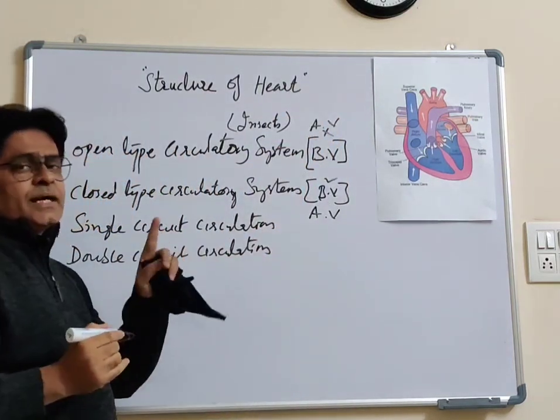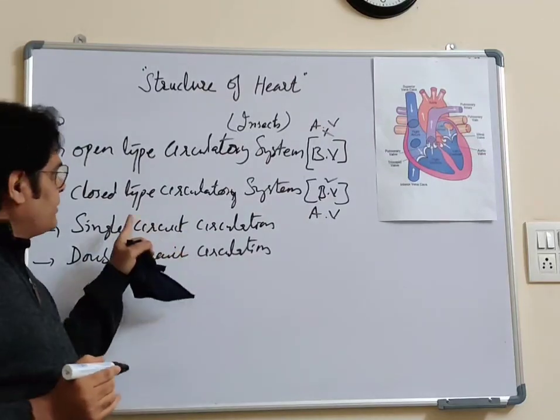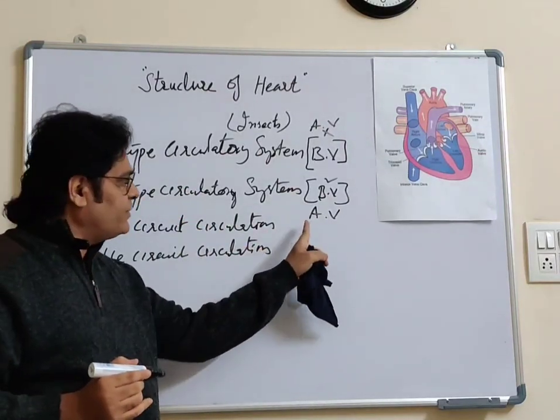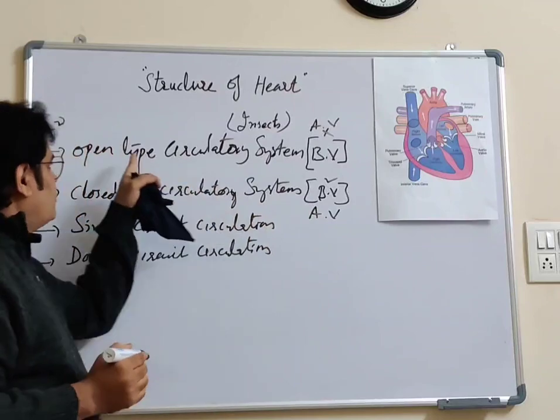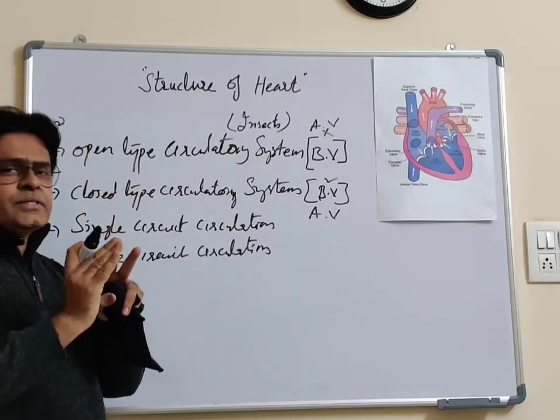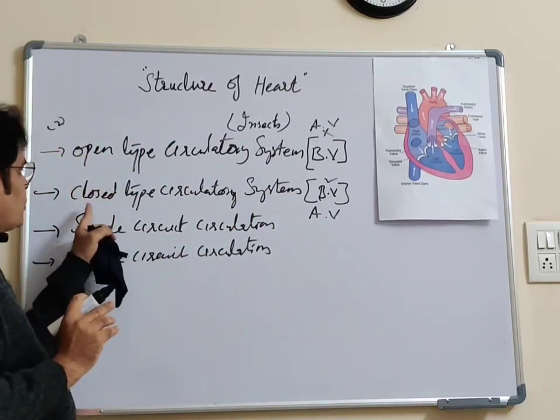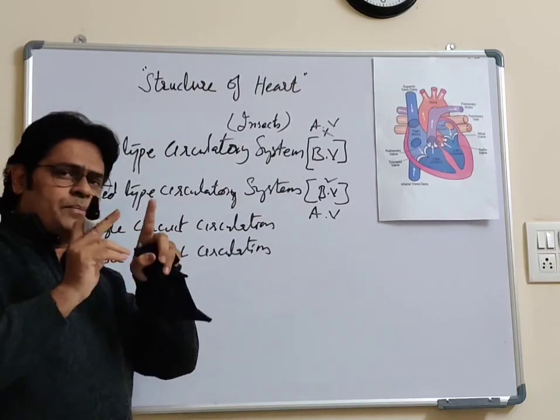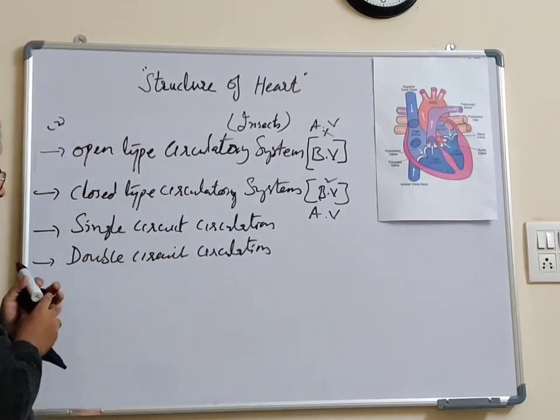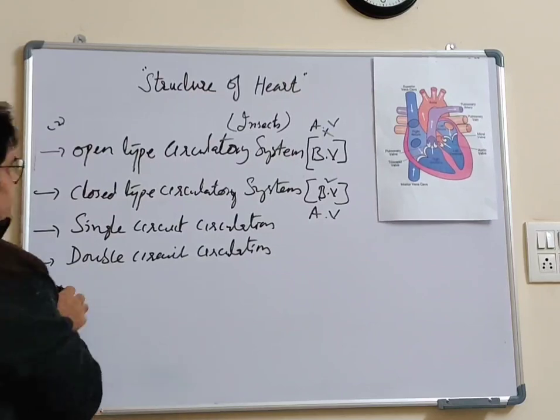So in insects, arteries and veins are absent. But in human beings and other animals in these categories, we have the arteries and veins. So open type means where blood vessels are absent. Okay. Closed type indicates where the blood vessels are present. Clear? These are the two. Now what is single circuit, double circuit? I'll explain.